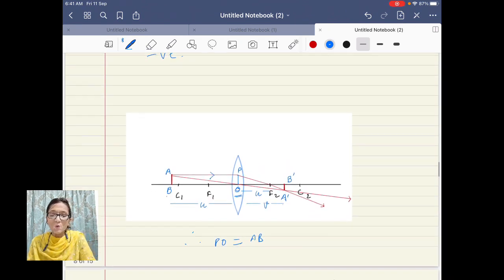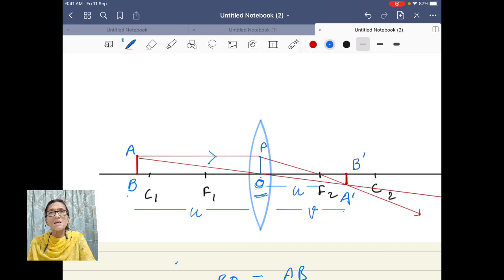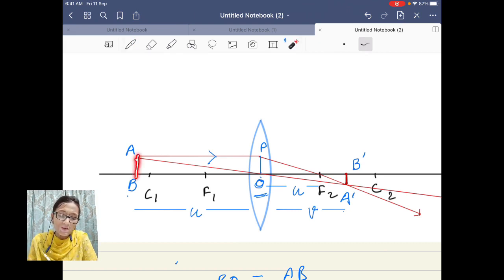Like in these two triangles, you can see what the corresponding sides are. Let me show you. Here you have height AB, and the corresponding side in this triangle OA'B' is the height only, A'B'. So the ratio of the two, AB divided by A'B', must be equal to the ratio of the bases, OB divided by OB'.